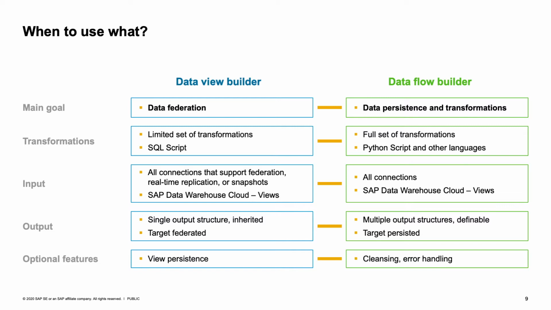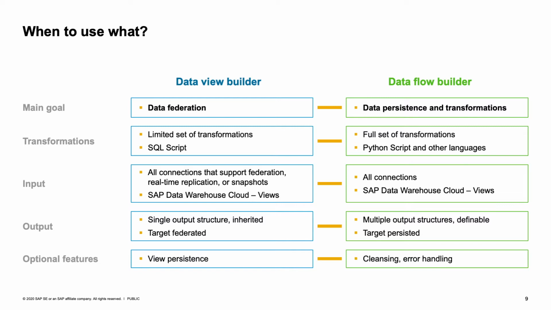Also, if you take a look at which connections you can actually use in the data view builder or data flow builder, there are also differences in the number of connections. The data flow builder by default supports all the different connectivity types that we offer in Data Warehouse Cloud, and you can also use views that you have already built previously in your data view builder in Data Warehouse Cloud, whereas the data view builder itself can only work with those connections that actually offer federation or real-time replication support to the sources you connected to.